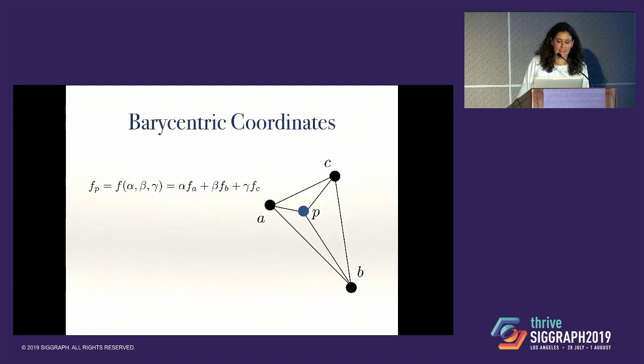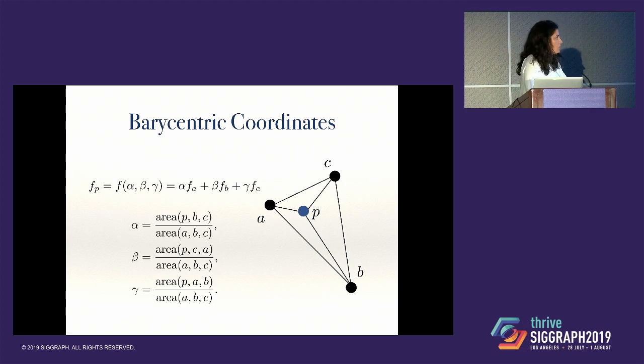Okay. The nice thing is that the same idea applies to triangles. Since we're using simplicial complexes a lot in simulation, we have triangles, and if we want to linearly interpolate within a triangle, then we use what are called barycentric coordinates. The barycentric coordinates are the alpha, beta, and gamma shown here. They're just the weights that we would apply to the function at the 3 vertices of the triangle.